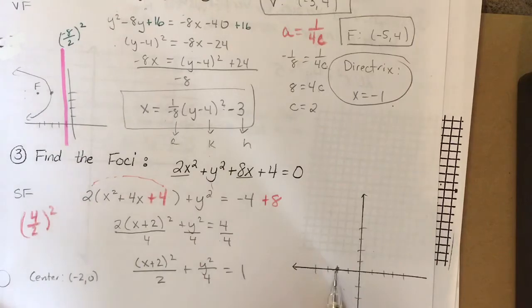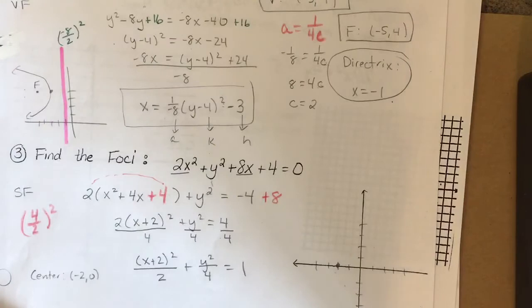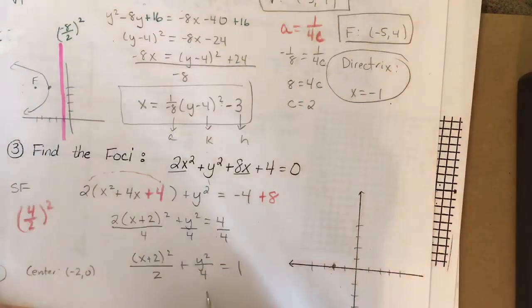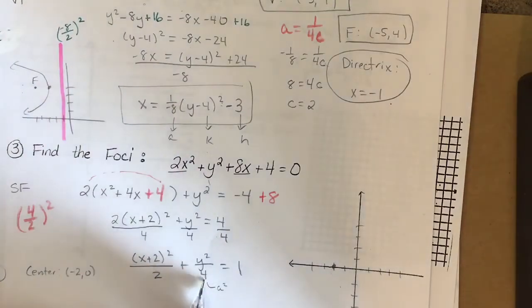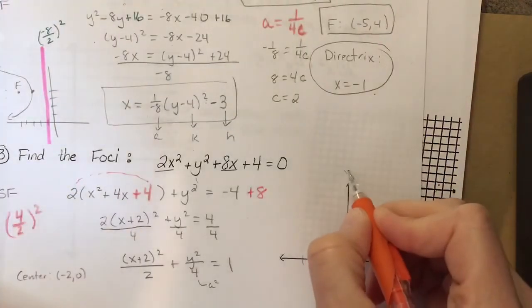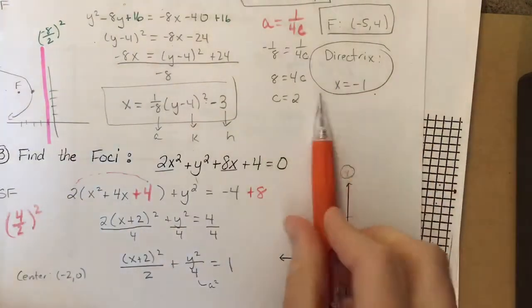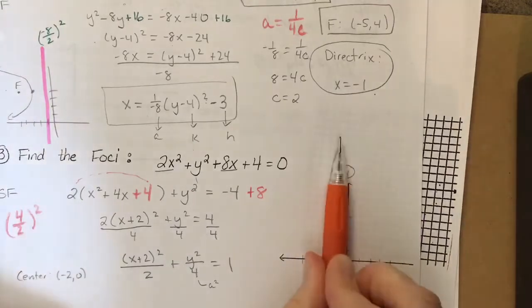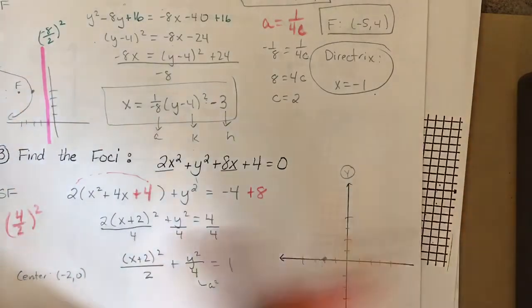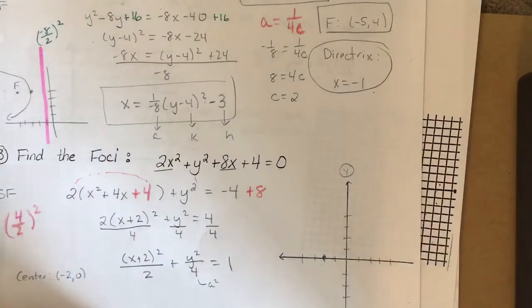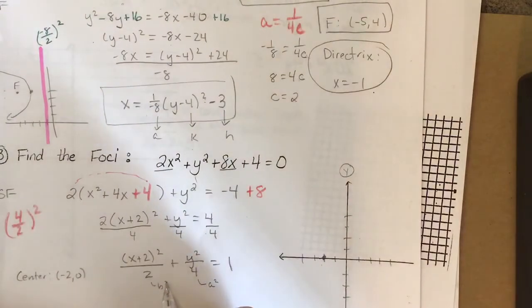Then I need to know what's the major, x or y. What's the major axis? Well, a is the biggest number, so a squared, the biggest number, is under y squared. So y, or in this case a vertical line, is the major axis. All right, so this is the taller one, and this is my b squared.